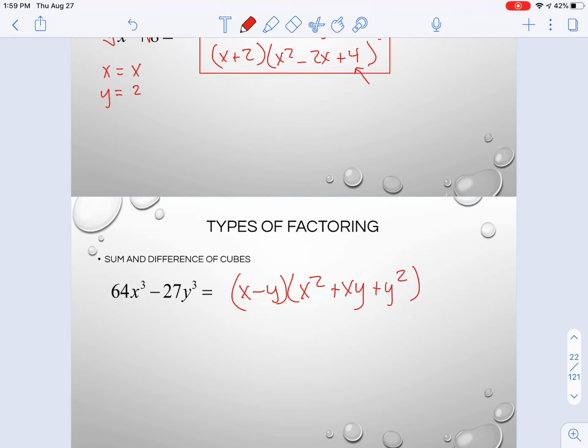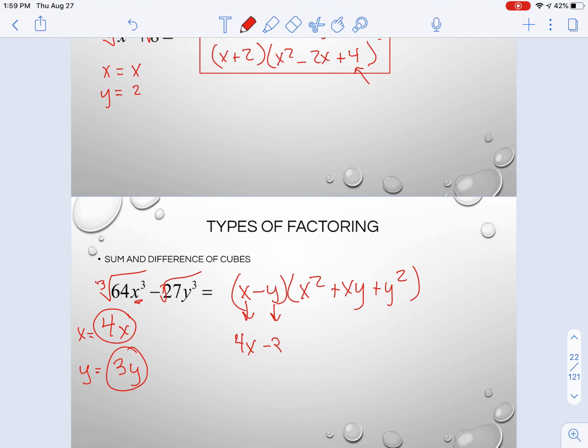So if I take the cube root of 64, that's 4, and the cube root of x cubed is x. So that's what x represents in my formula right there. And then y in my formula is going to be the cube root of 27y cubed, which in this case is 3y. So when I do this, I see x here, but x is 4x.